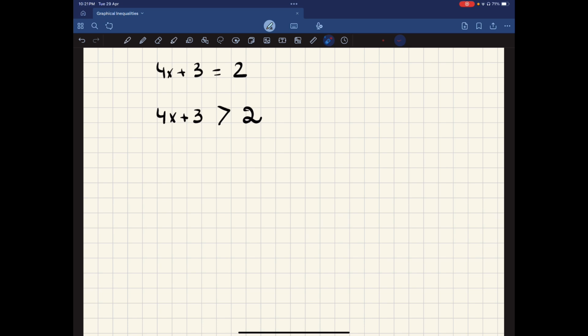However, when solving inequalities, there's one extra rule that you need to keep in mind. The rule is that whenever you multiply by a negative number, the sign of the inequality changes. We'll get into the detail of this in a bit. First, let's learn how to represent inequalities on a number line.